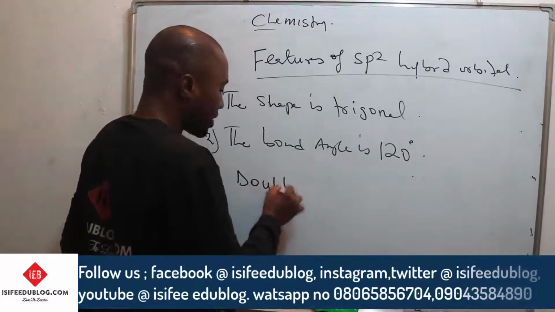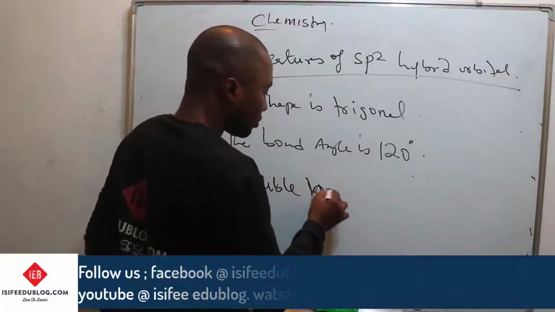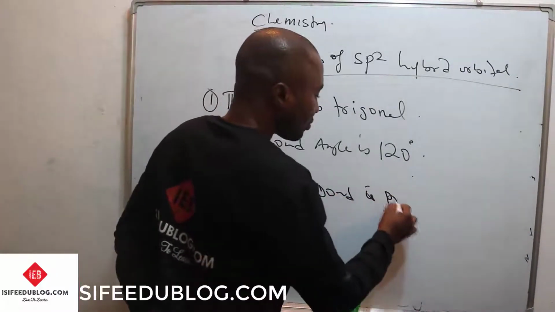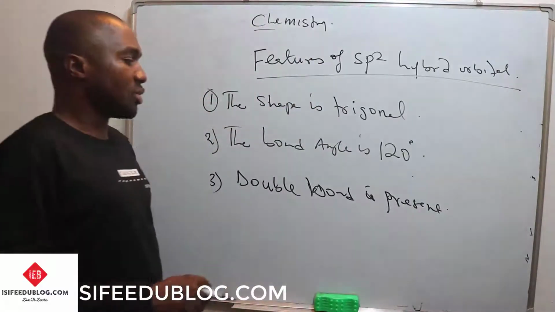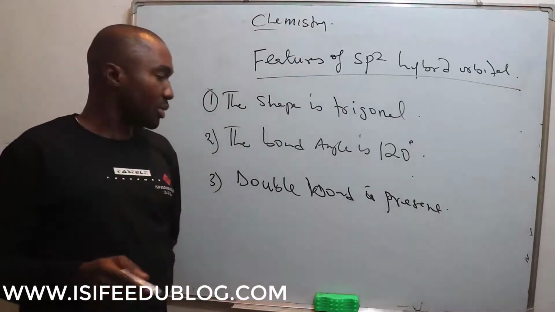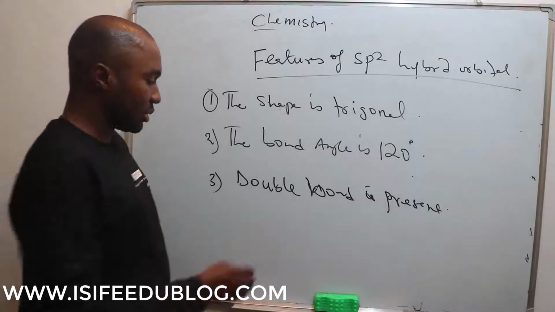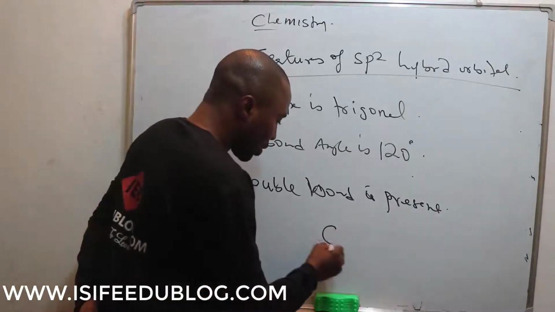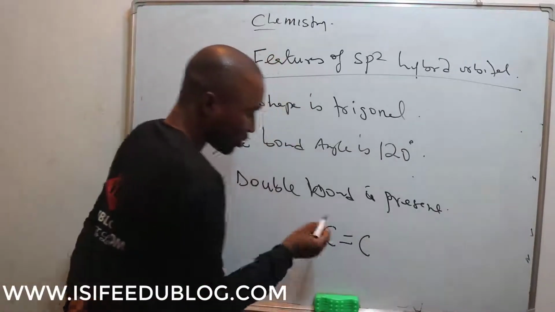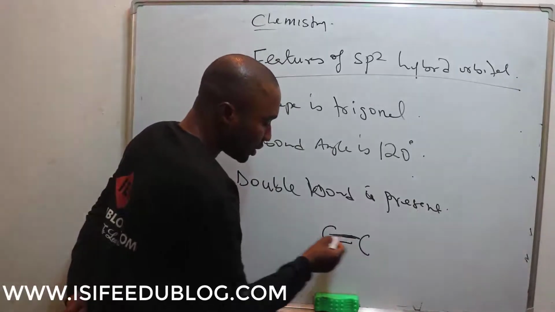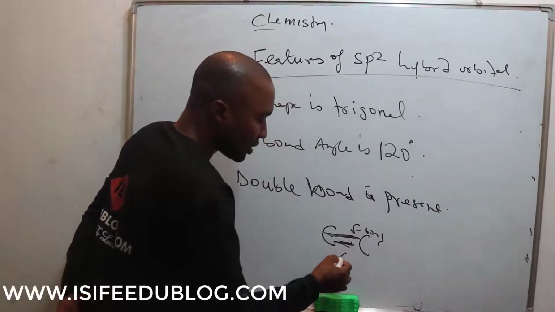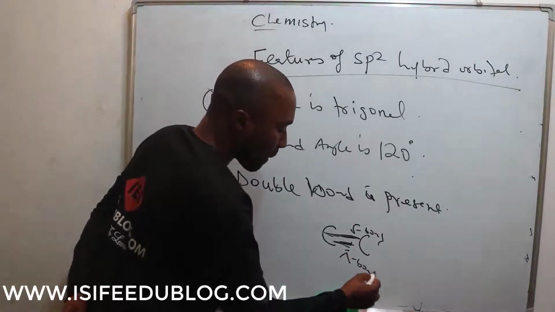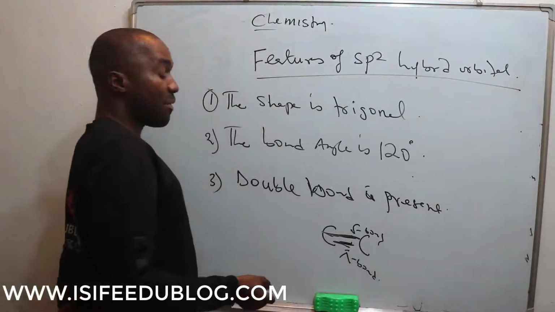Double bond is present. We have 1 sigma bond and 1 pi bond. Like here now, the compound is having double bond. One of the bonds is the sigma bond. The other one is the pi bond. And we know how they are formed.